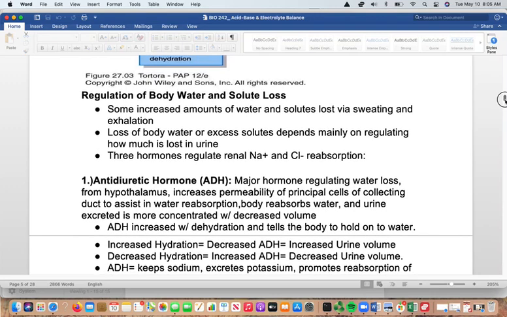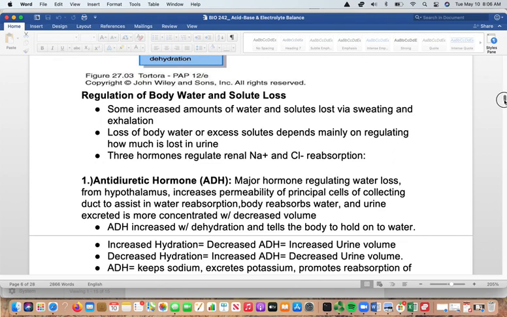So some of the amounts of water and solutes lost via sweating and exhaling are important to consider as well, especially if under warm conditions. But the main way your body is going to do this is to adjust how much is lost in urine. If you've already lost a lot in urine and you're dehydrated, it can get to a point where you won't effectively sweat to cool yourself, and it becomes more difficult to maintain proper body temperature.